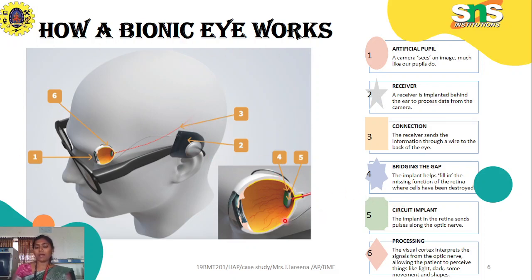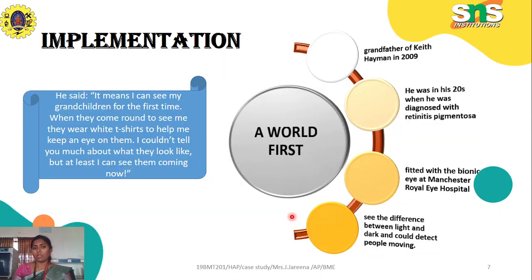So these are the different parts covered in this system. It replaces the working function of the retina. We will have many supporting devices, supporting parts and implants, so that people have vision more or less equivalent to normal vision.